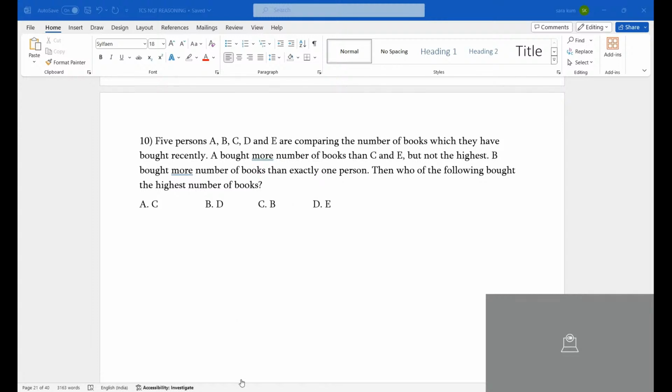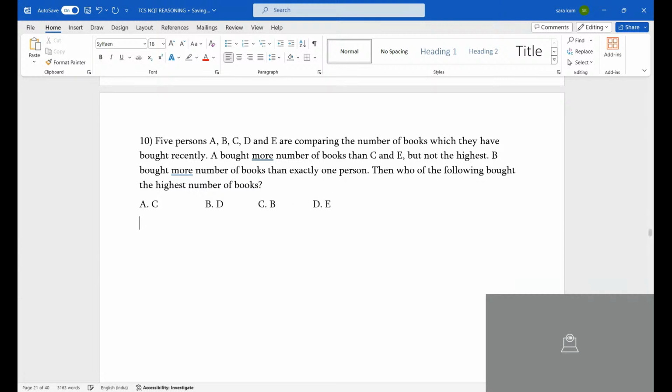Right. So this question says five persons A, B, C, D, E are comparing the number of books which they have bought recently. Each person has their own number of books. A bought more books than C and D, but not the highest. B bought more books than exactly one person. Then who of the following bought the highest number of books?